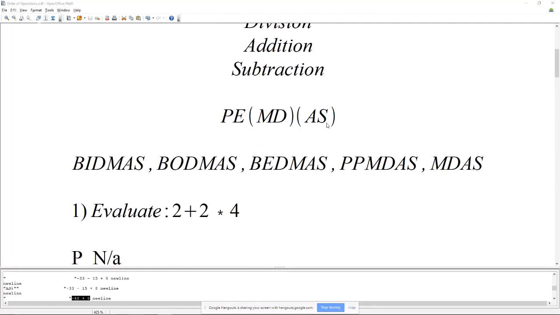because people get focused on the acronym and they say, oh, you always do multiplication first. Well, no, you don't. Again, depending on the order that they appear, reading it from left to right.